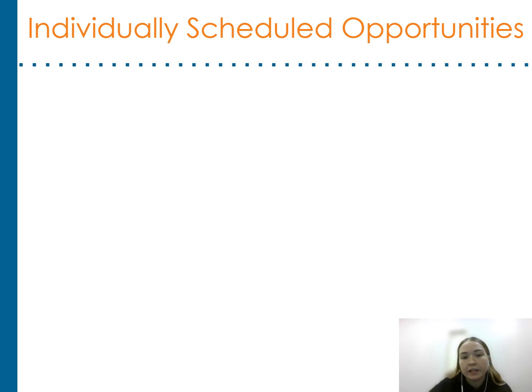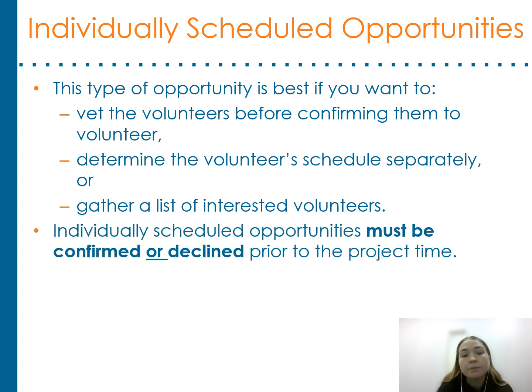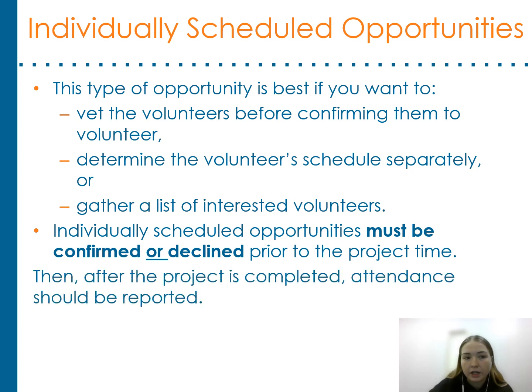So, just to get an understanding of what individually scheduled opportunities are, it's good to know that individually scheduled opportunities are best for projects that require communicating with the volunteer before confirming them and determining their schedule. Perhaps your organization wants to vet the volunteer before confirming them. You may want to schedule the volunteer separately, or you simply want to generate a list of interested volunteers for an ongoing project. An important feature of individually scheduled opportunities is that the organization must confirm or decline the volunteer and determine the volunteer's schedule manually. Then, once the project is completed, attendance can be reported.